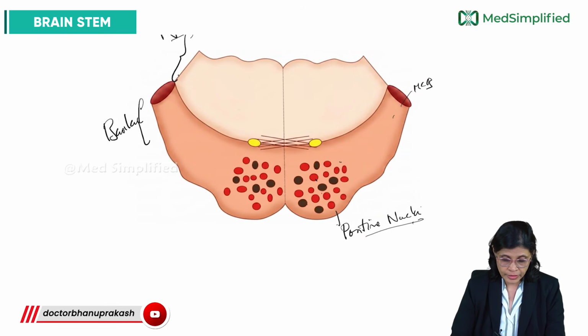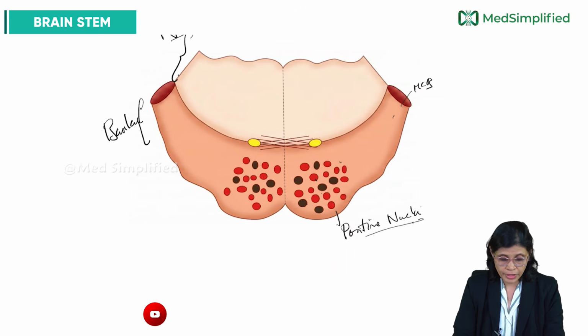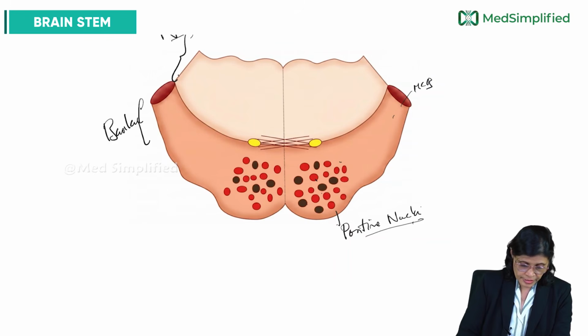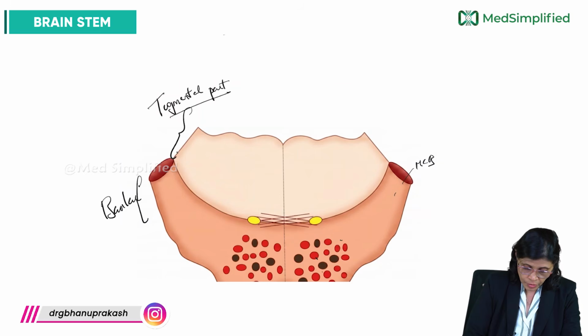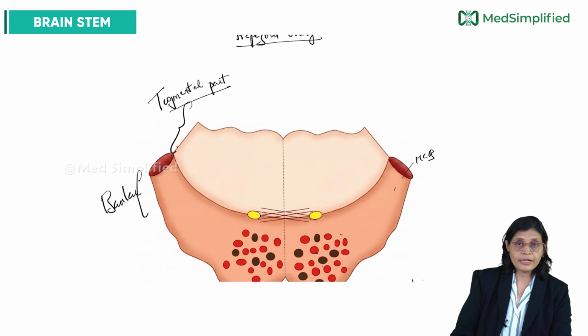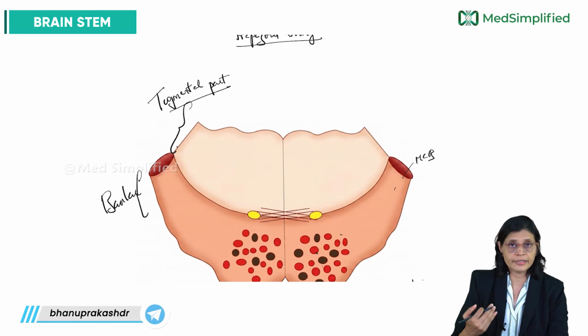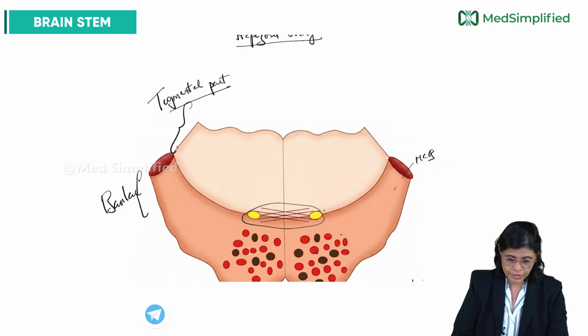Then in the tegmental part, we will see many ascending and descending tracts. One is the trapezoid body. So what is this trapezoid body? The trapezoid body is basically formed by the decussation of the ventral acoustic striae, in relation to hearing. So this is the trapezoid body which we see.